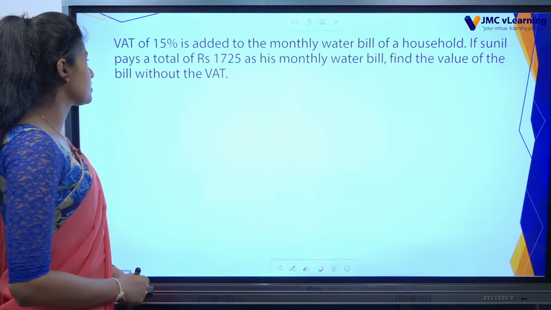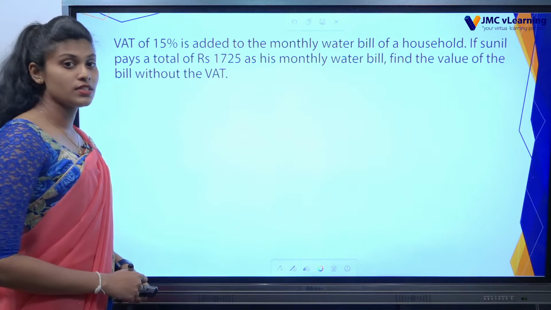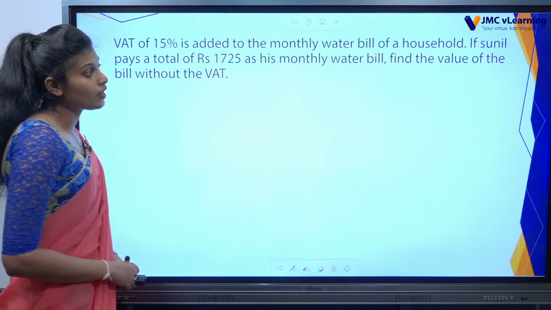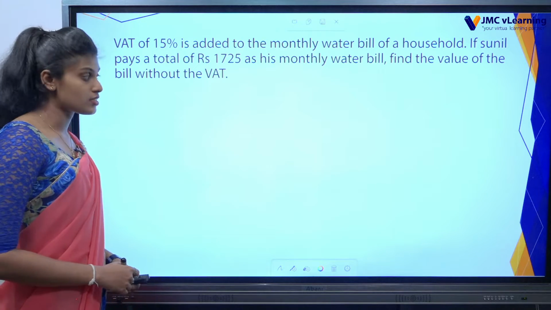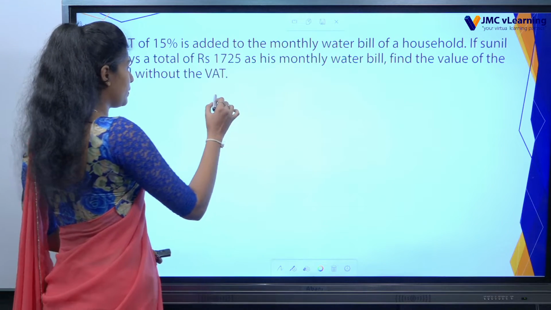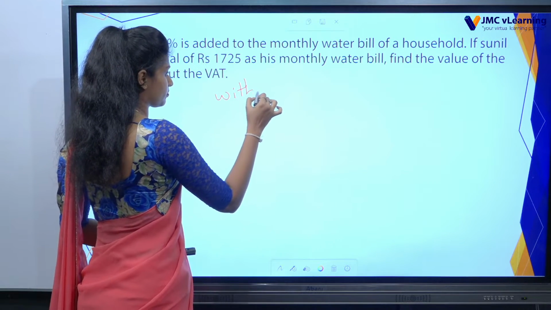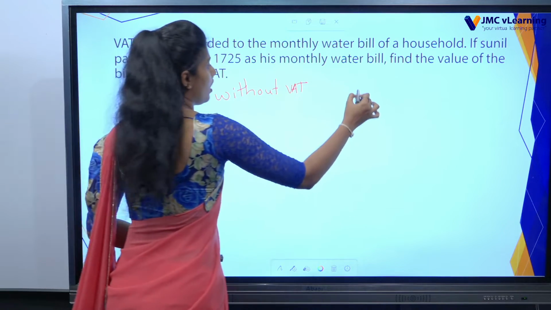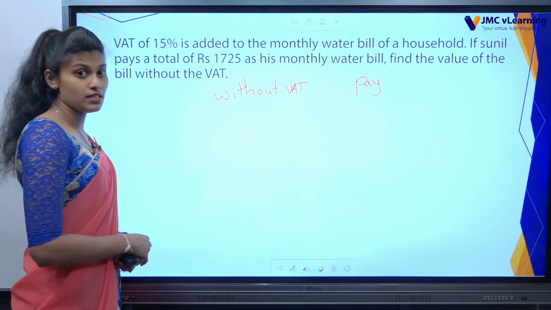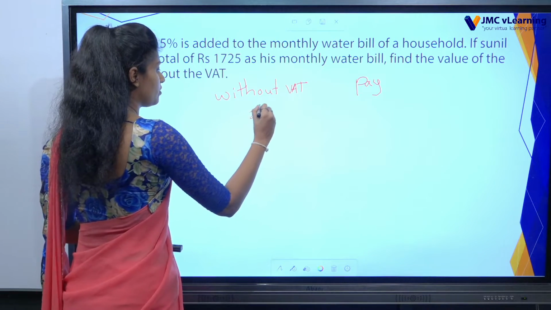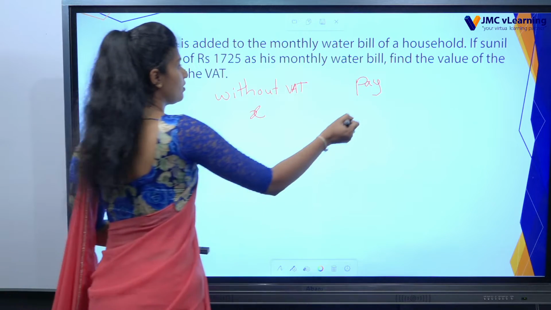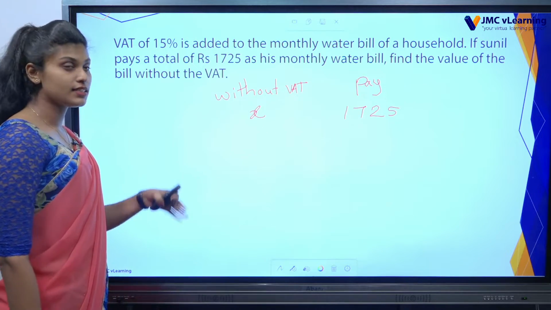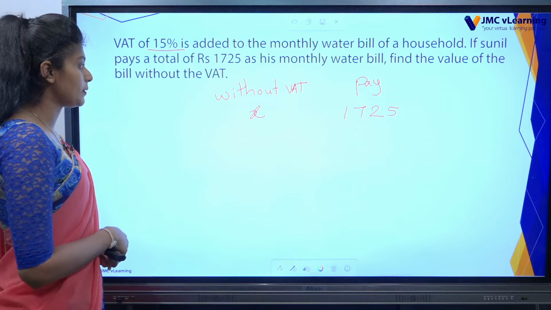Next example is VAT of 15% is added to the monthly water bill of a household. If Sunil pays a total of 1,725 rupees as his monthly water bill, find the value of the bill without the VAT. You have to find the bill without VAT. And how much they have paid. It is given data. The without VAT you have to find. Paid 1,725 rupees.